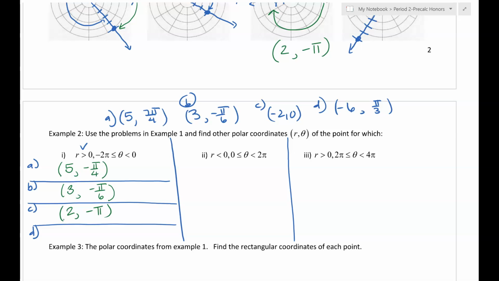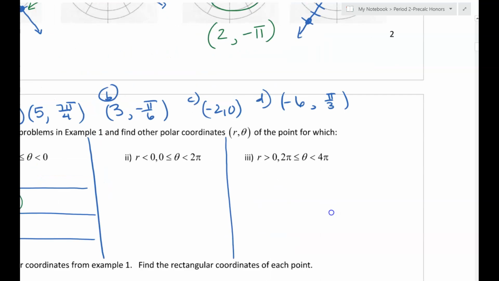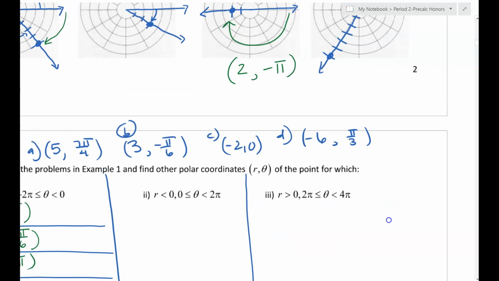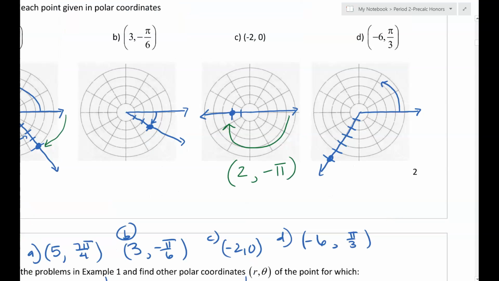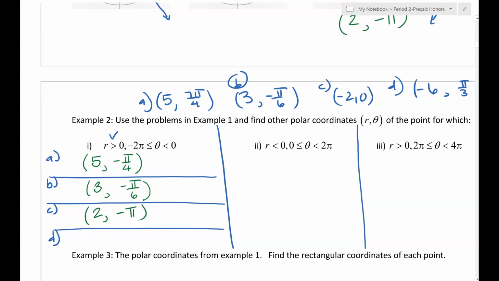Then we have D, which is negative 6 comma positive angle. Well, we don't want a positive angle and we don't want a negative radius, so we will go clockwise to get a negative angle, and then just stay on that ray. So now we are going to write positive 6 and negative 2 pi over 3. Okay, so that's positive 6 and negative 2 pi over 3, just like that.